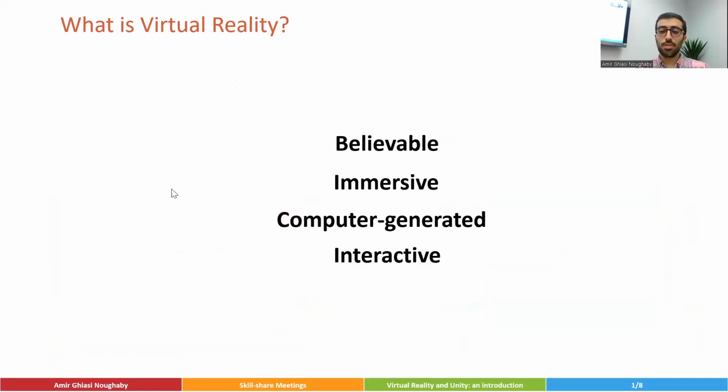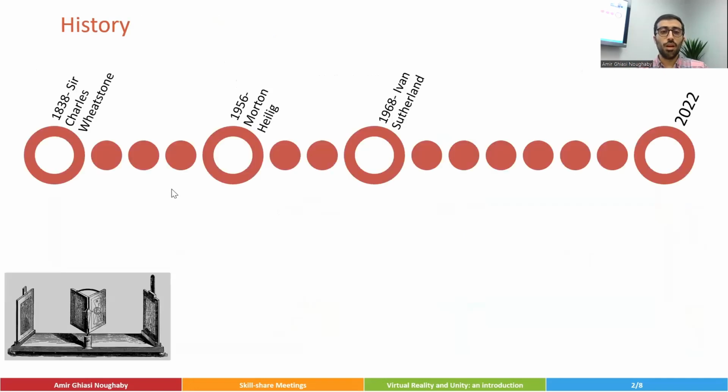So I can summarize the most important features that VR has. It is believable, immersive, interactive, and computer generated. Several years ago, when we talked about virtual reality, people often thought of science fiction movies or books, but it is now here and accessible. However, the origin of VR does not go back just to recent years.